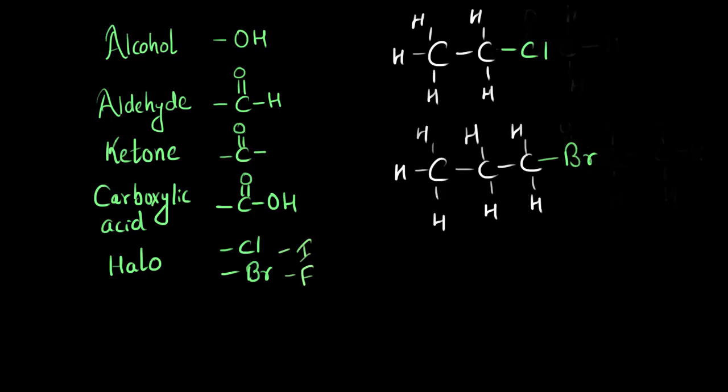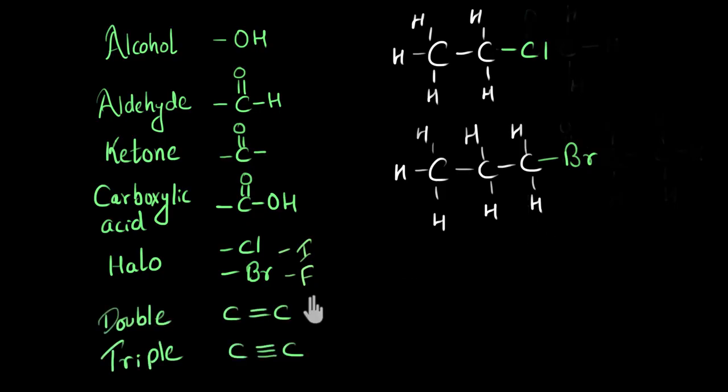Okay. Now one last group, the double and the triple bond group. Yes, these are also functional groups. When they come in between an alkane, they provide special functions to the alkane. And you might have already seen how they appear in the carbon chain, something like this. So these are also functional groups.